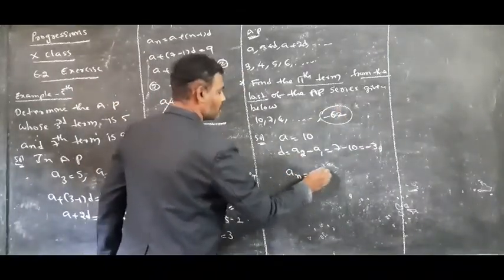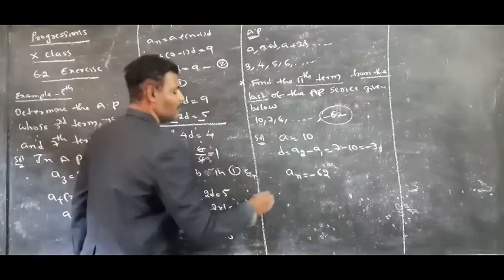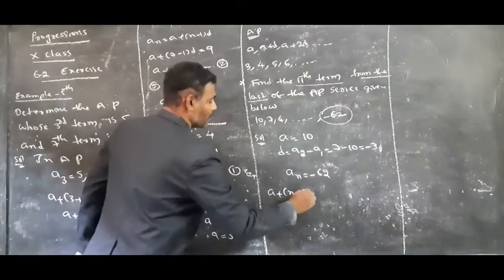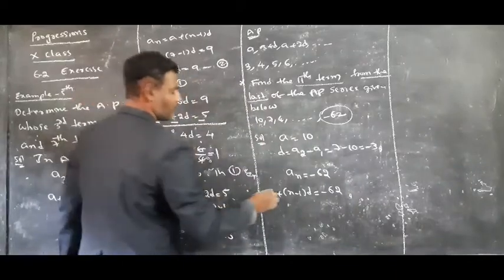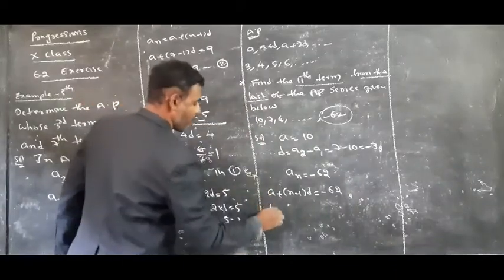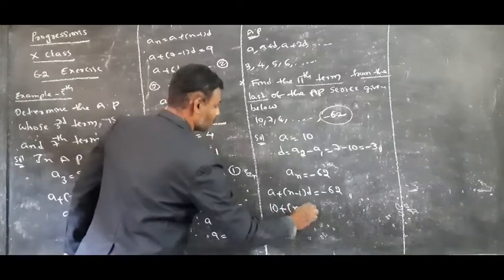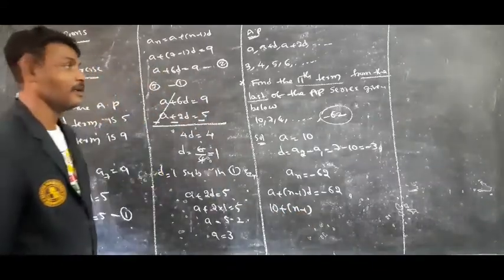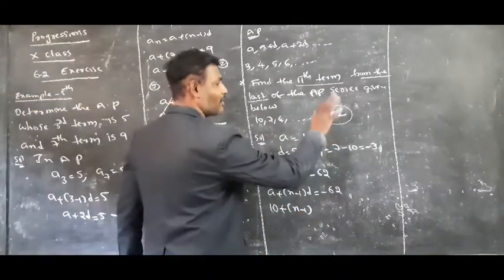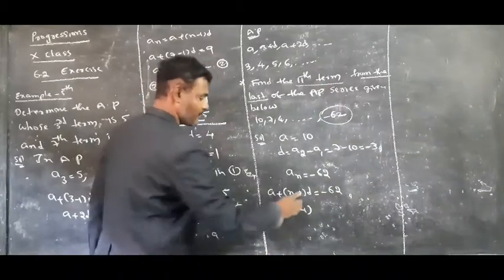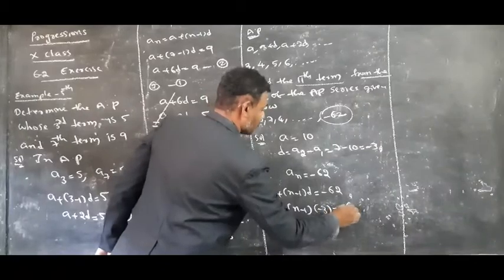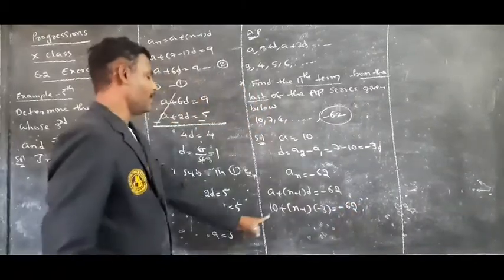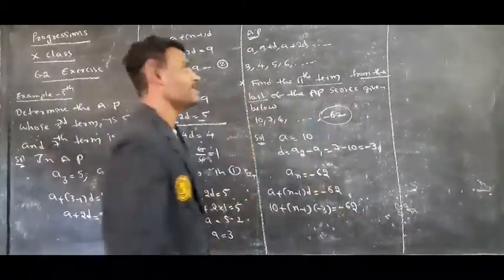An is equal to minus 62. A plus n minus 1 into D is equal to minus 62. Then A is 10, plus n minus 1, but I don't know how many terms are there. Minus 62 is the last term, but not the number of terms. D means minus 3, is equal to minus 62. Now the plus 10 is converted to minus 10.